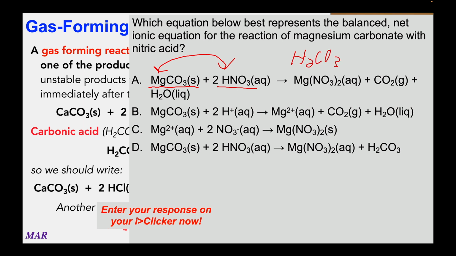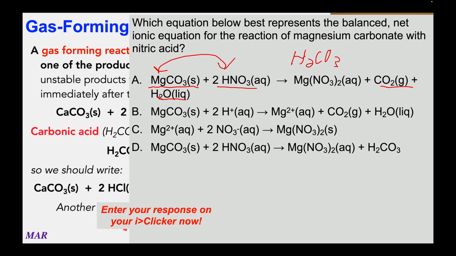Remember that H2CO3 will break up into H2O, which is the product there, and CO2. So it's kind of a thing you just got to pay attention to. Well, anyway, answer A is the balanced molecular reaction. It shows all the cations and the anions, but we don't want the balanced reaction. We want the net ionic reaction.